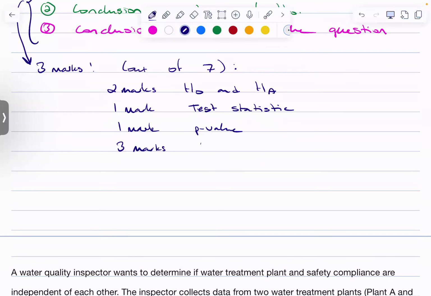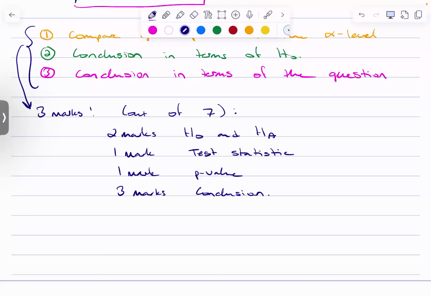3 marks for your conclusion. Right, and you have to touch on all 3 of those things.